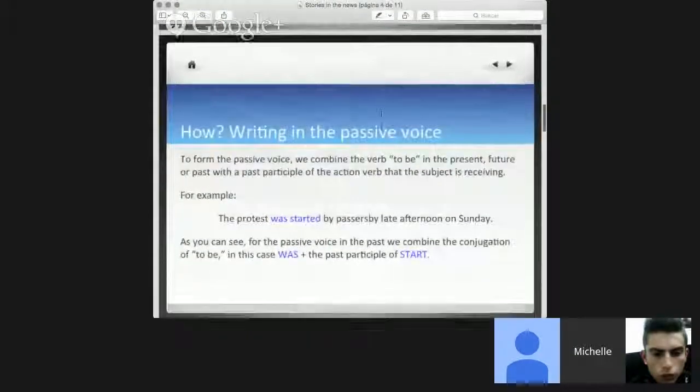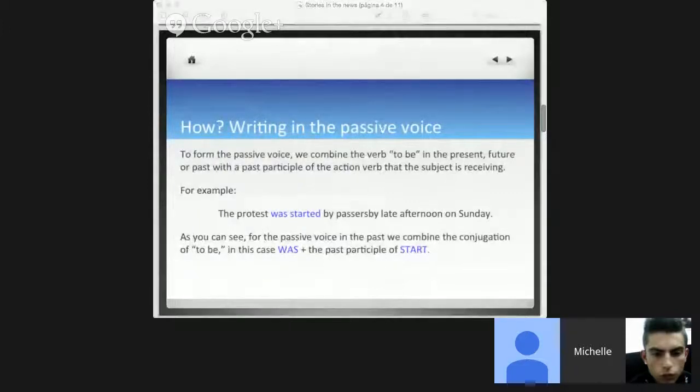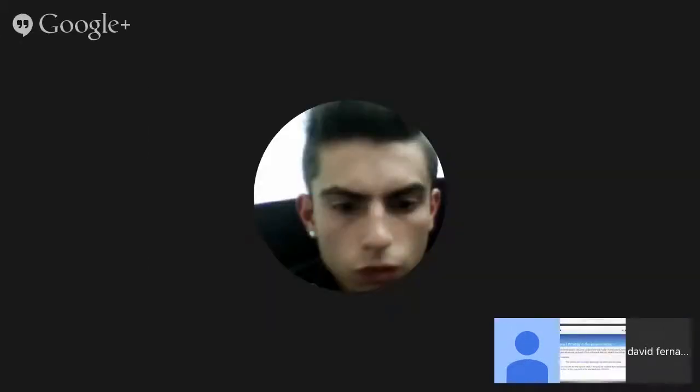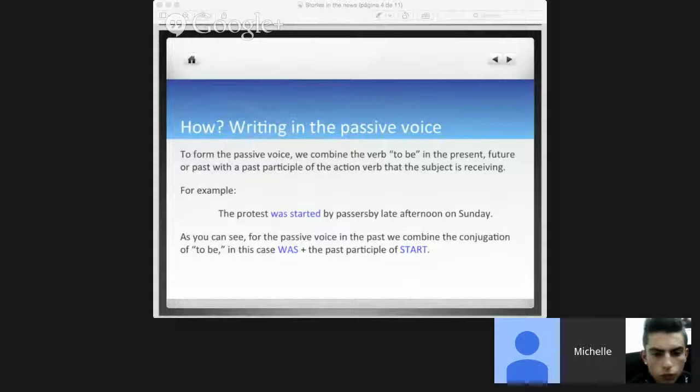So here we go. So this is going to be how. So have either of you ever had experiences with the passive voice? David, what about you? Do you know what the passive voice is? David, have you seen the passive voice before? Hello? David? Yes. Yeah, are you familiar with the passive voice?